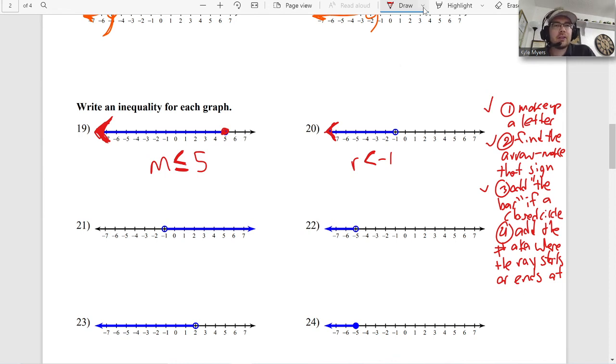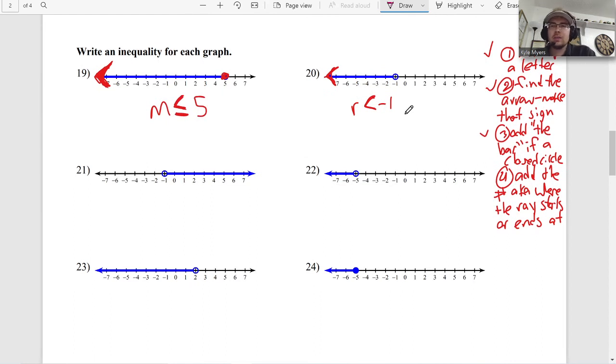Okay, let's switch colors again. Do like this purplish red thing. So now we need a letter, M-R-K. All right, Mr. K. And so that was step 1. Step 2, find the arrow, make that sign. Here's the arrow, make that sign. Step 3, add the bar if it's a closed circle. Well, it's an open circle, so I don't need the bar. And then step 4, add the number. The number's -1. All right, let's go a little faster, see if you can keep up here. And you can always slow it down if you need to, right?